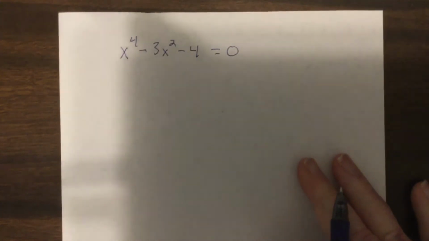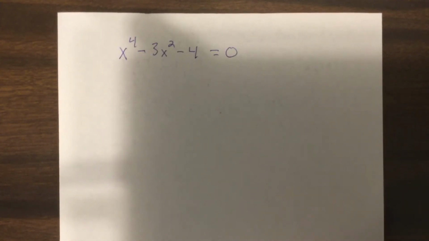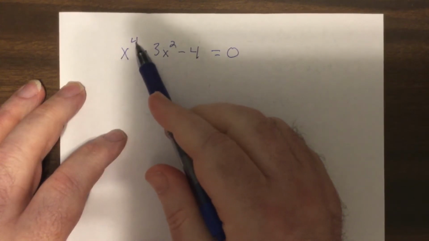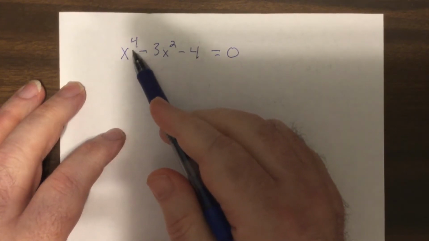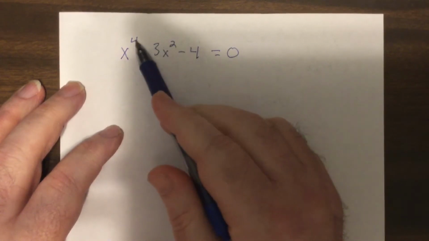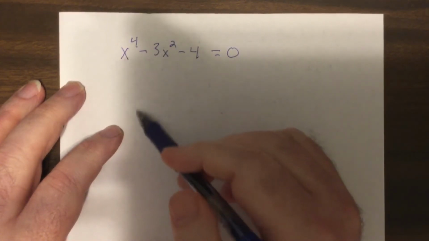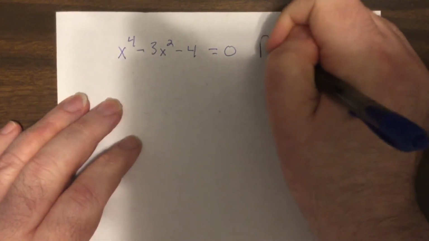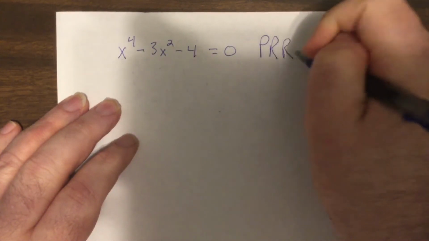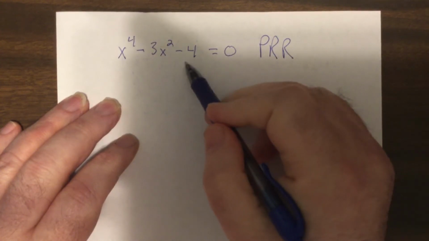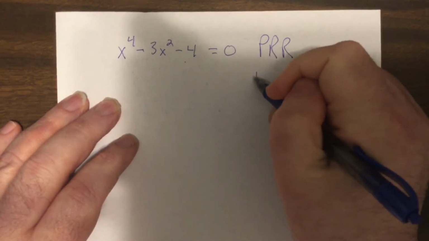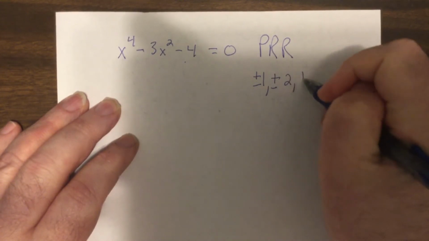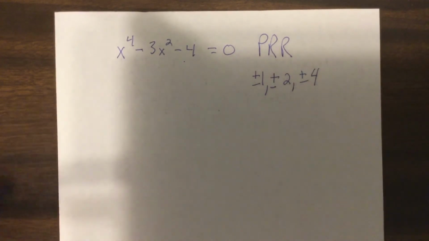Now, x to the 4th minus 3x squared minus 4. So I have 4 answers. Now notice they all could be imaginary. Might not have any imaginary, but these could. I got to break this down twice to get it to a square. Still going to find my PRR. So possible rational roots would be plus or minus 1, plus or minus 2, plus or minus 4. So I only have 6 choices.